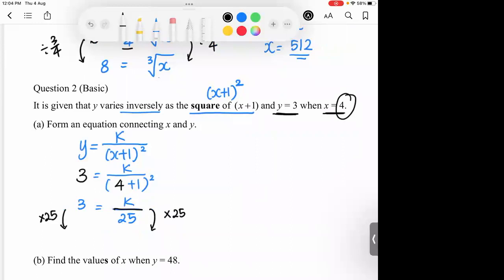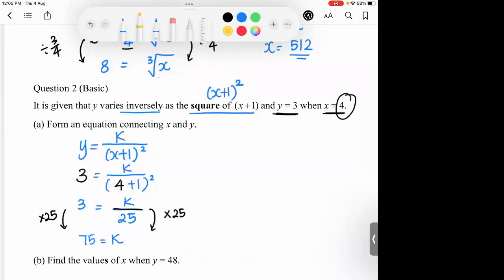Or you can do cross multiplication also, some of you. Then in this case, I'll get the number 75 equals k. But is this my final answer? Anyone? Is it my final answer? No. You, yes or no? No. Okay, not my final answer.